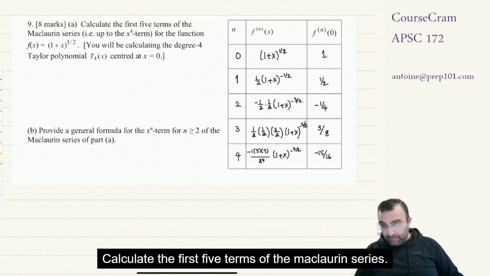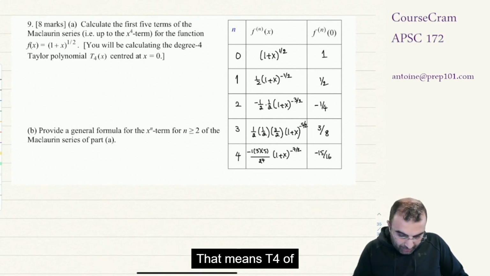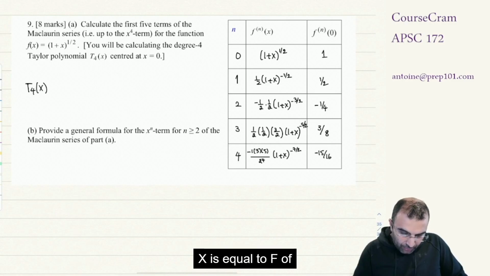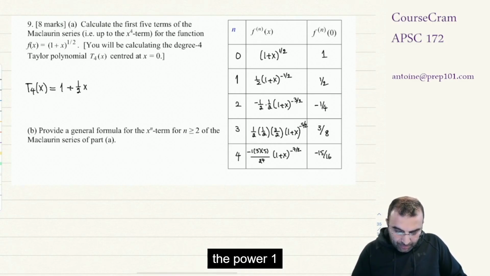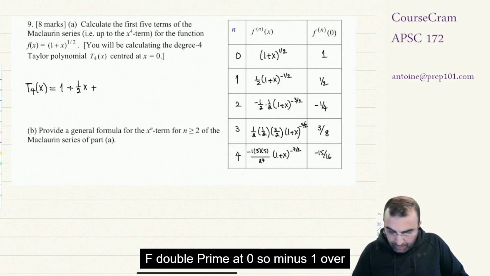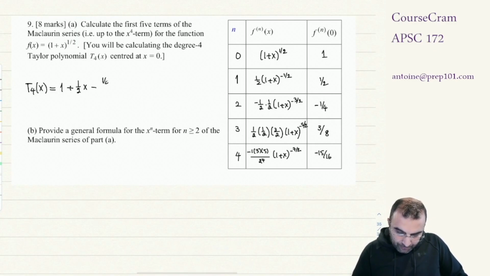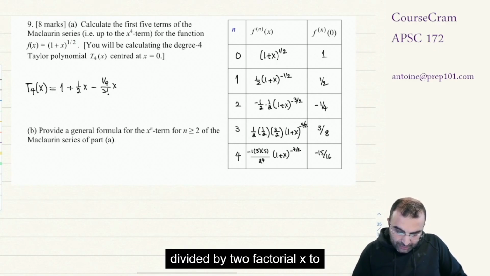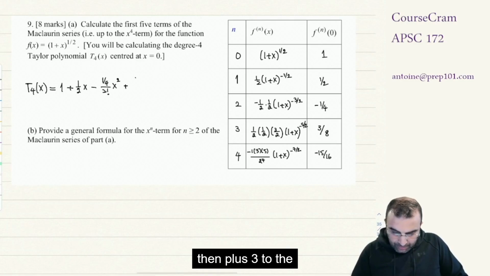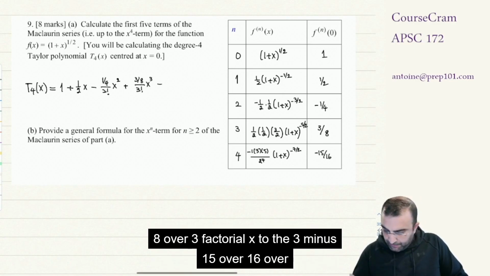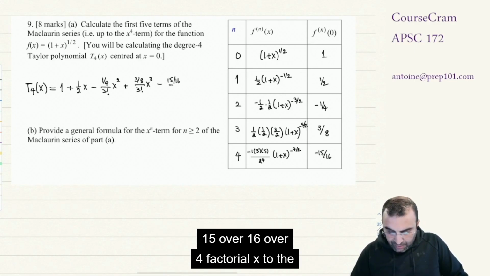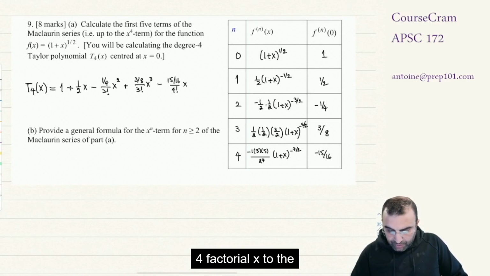Calculate the first 5 terms of the Maclaurin series. That means T4 of x is equal to f of 0 plus f prime at 0 times x to the power 1 plus f double prime at 0, so minus 1 over 4 divided by 2 factorial x to the 2, then plus 3 over 8 over 3 factorial x to the 3, minus 15 over 16 over 4 factorial x to the power 4.